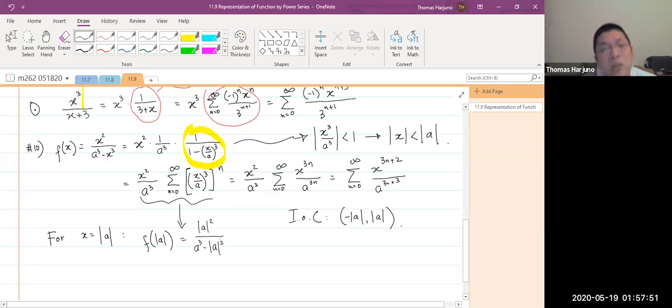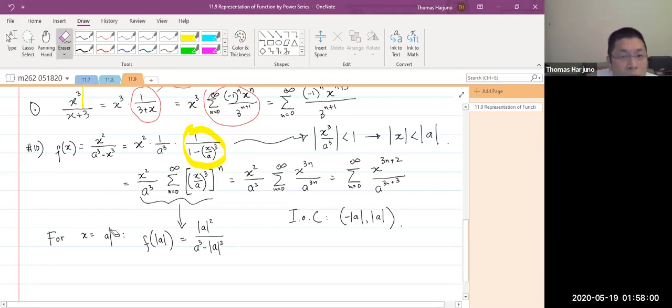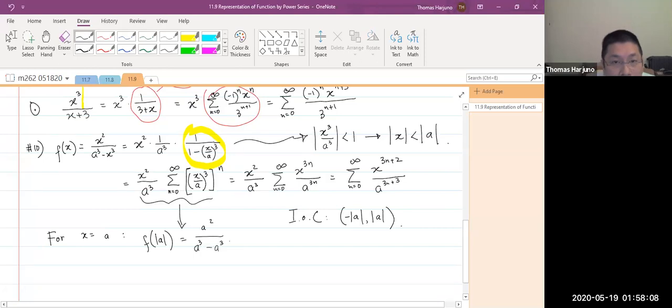I think if they are the same, let me use a instead. So I don't need the absolute sign here. When it is a, this becomes undefined. So there's no function actually to represent that. There's no series to represent that.